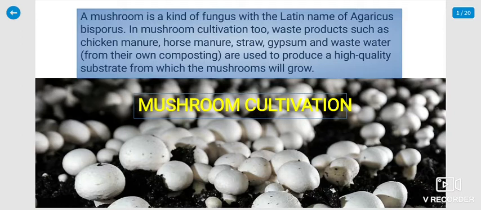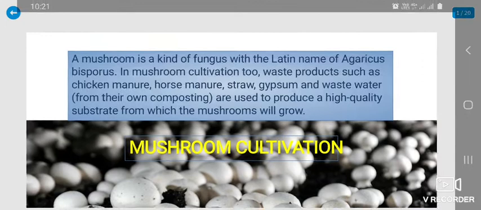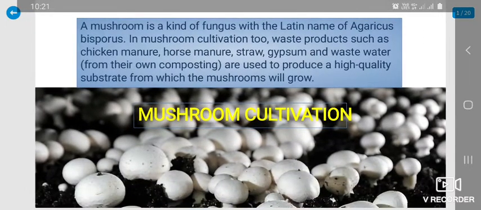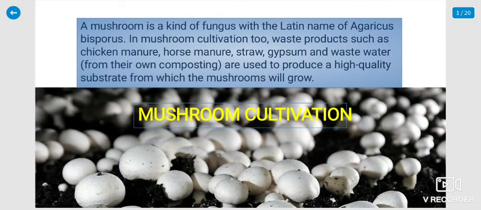So fungus, advanced, mushroom cultivation. A mushroom is a kind of fungus with the Latin name of Agaricus bisporus.